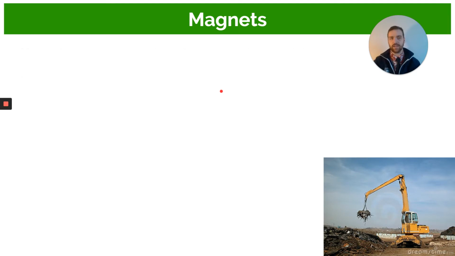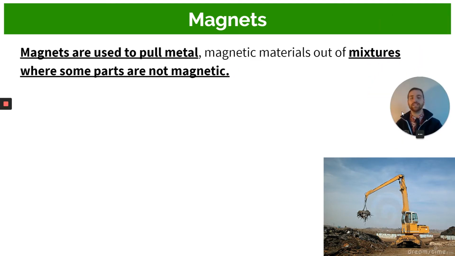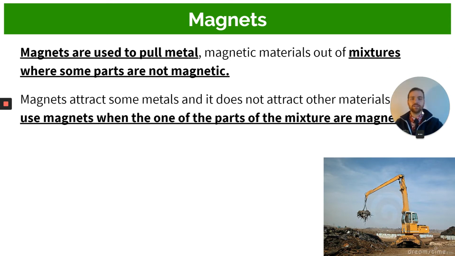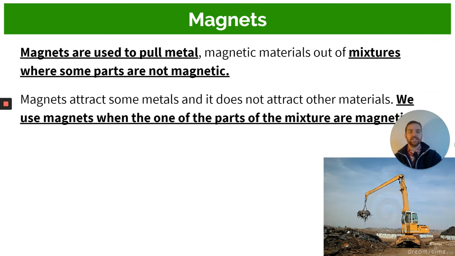It's magnets. Magnets are used to pull metal or magnetic materials out of mixtures where some parts are not magnetic. So if you have a mixture of metals that are magnetic and some other objects that aren't, we use magnetism to pull it out. And really it's as simple as going, here's a mixture, put a magnet in it, pull out the metal pieces that are magnetic and leave behind the rest. Magnets attract some metals and not other metals. We use magnets when one of the parts of the mixture is magnetic.